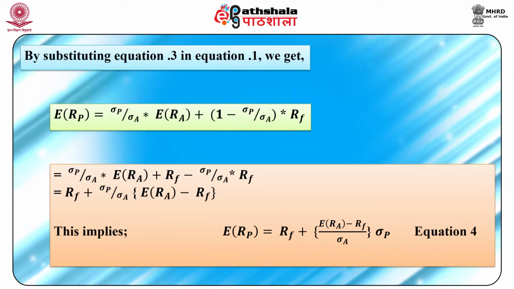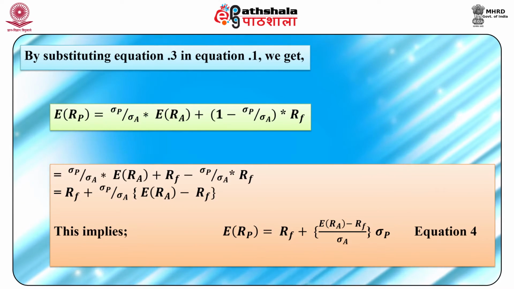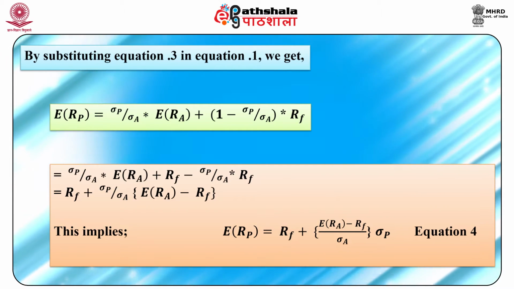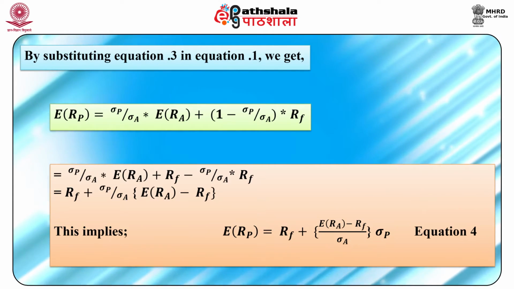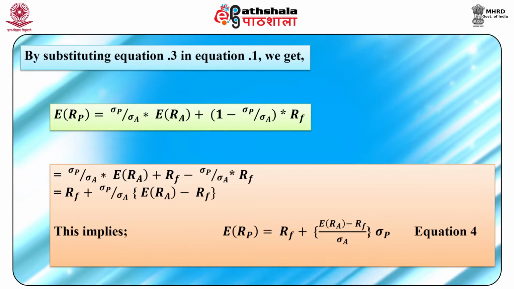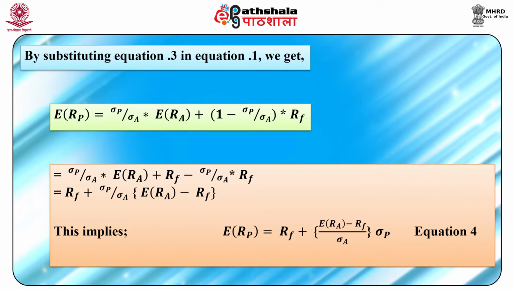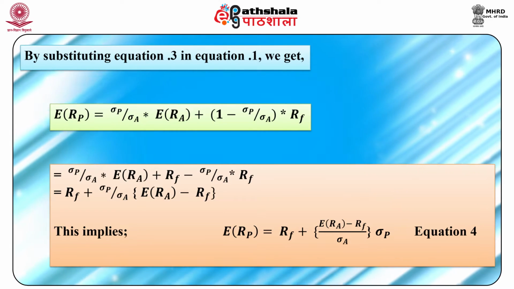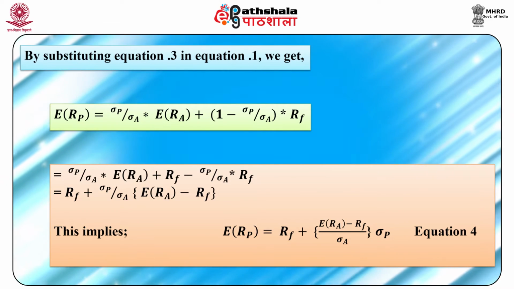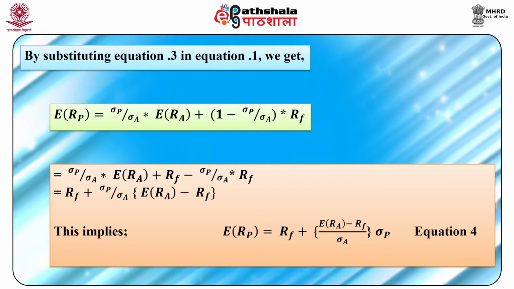This will lead to RF plus sigma P upon sigma A into (E(RA) minus RF). What does this imply? This implies finally that E(RP) is equal to RF plus {(E(RA) minus RF) upon sigma A} into sigma P, which gives equation 4.